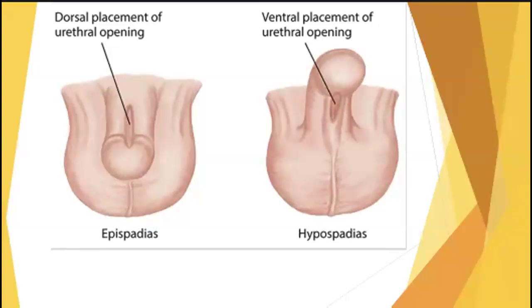Epispadias is a dorsal urethral opening or an incomplete fusion. It's more rare. It can extend the entire length of the penis, and it may involve the bladder neck. Clinical impact: up to 75% of those patients have urinary incontinence. It's often associated with other bladder conditions. It may require staged surgical repairs, and it can affect sexual function.